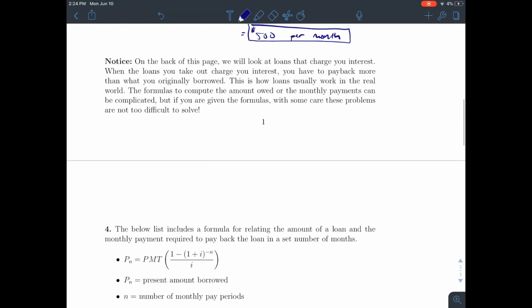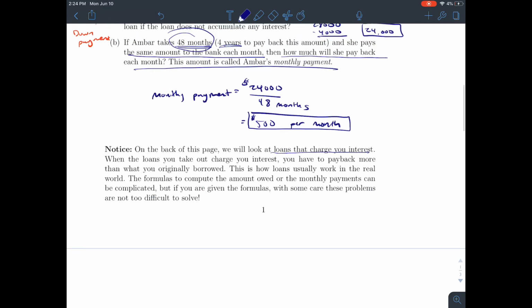Okay, so on the back of this page, we'll look at loans that charge interest. Oftentimes when you take out a loan, rather than just having to pay back the remaining cost that you owed, to make it profitable for the person who's giving you the loan, they'll say, okay, the longer you take to pay this back, we're going to add an extra small percentage onto it that you'll have to pay back as well. So when you take out a loan, you oftentimes end up not just paying back the amount that you borrowed, you'll have to pay back something called interest, which is extra money on top of the money that you borrowed.